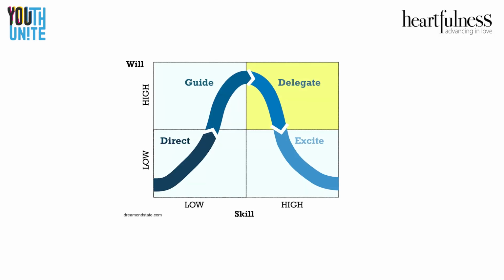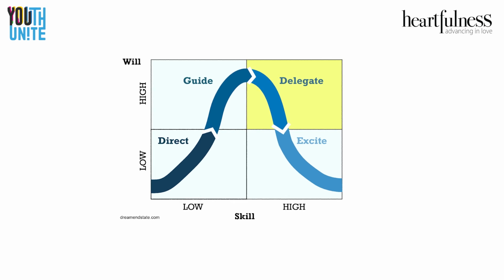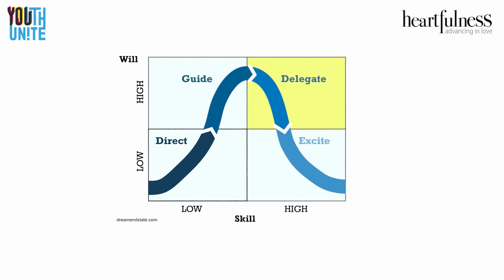There are four quadrants to this: low skill, low will; low skill, high will; high skill, low will; and high skill, high will. Depending on which quadrant the person is in, you need to change your leadership style. It could be direct, delegate, excite, or guide. It all depends on which quadrant the person is in.